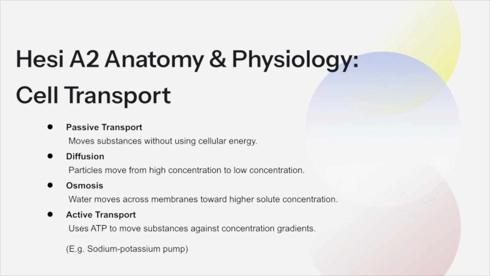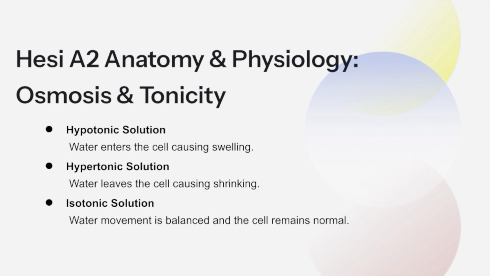There are two main types of transport: passive transport and active transport. Passive transport does not require energy. This would include diffusion, facilitated diffusion, and osmosis. Osmosis is extremely important. With osmosis, water always moves from a low solute concentration to a high solute concentration. In a hypotonic solution, the cell swells. In a hypertonic solution, the cell shrinks. In an isotonic solution, the cell stays the same.